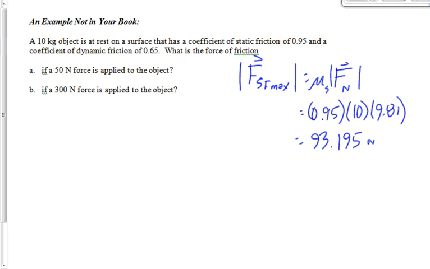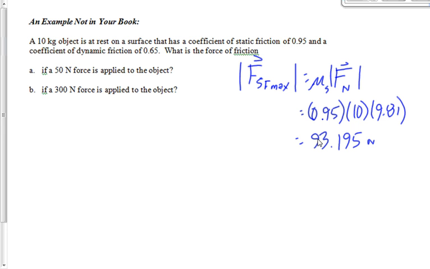All right. When I apply a force of 50 newtons on the object, does it move? Boy, Tyler knows the answer to this. No. What do I have to apply in order to get it moving? What do I have to apply to get that object moving? I have to apply just over 93.195 newtons.